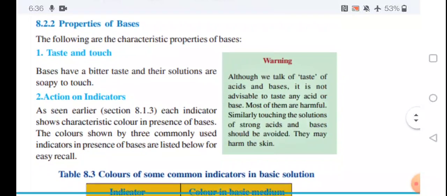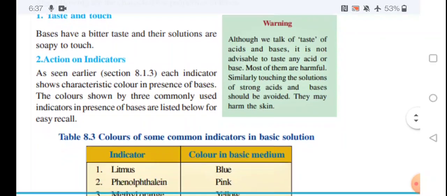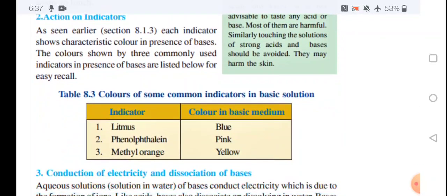The second property is action on indicators. As we saw in acids, bases also show some colors when we use indicators. There are three main indicators, namely litmus, phenolphthalein and methyl orange. These indicators show: litmus shows blue color, phenolphthalein shows pink color and methyl orange shows yellow color in basic medium.